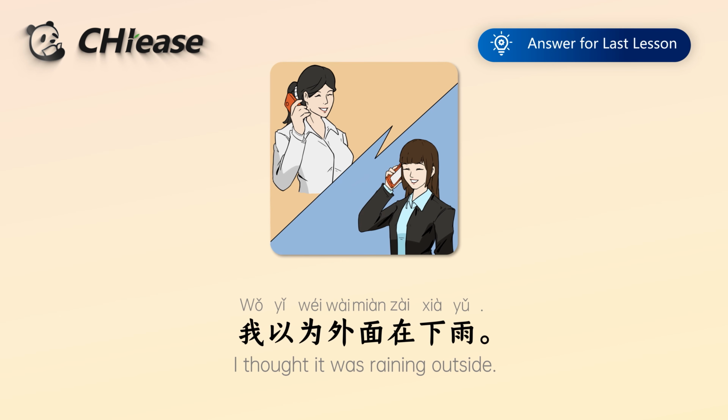Now let's share the answer to the question I left last time. I thought it was raining outside is 我以为外面在下雨. Did you write the right sentence?